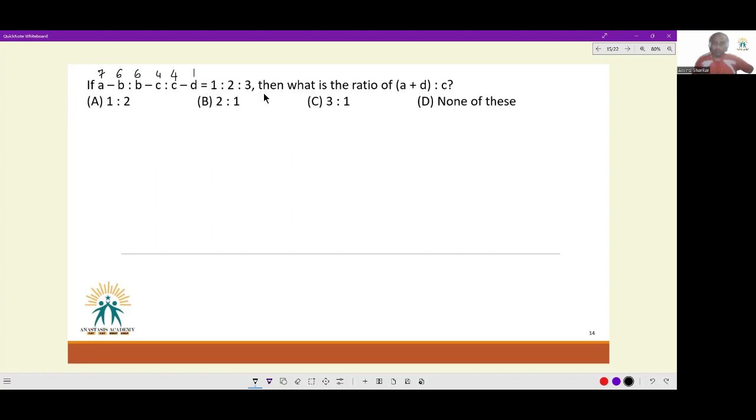Finally, they asked me, what is the ratio of A plus D is to C? A plus D is 7 and 1. C is 4. So 8 is to 4. Or the final ratio is 2 is to 1. For question 14, the answer is option B.